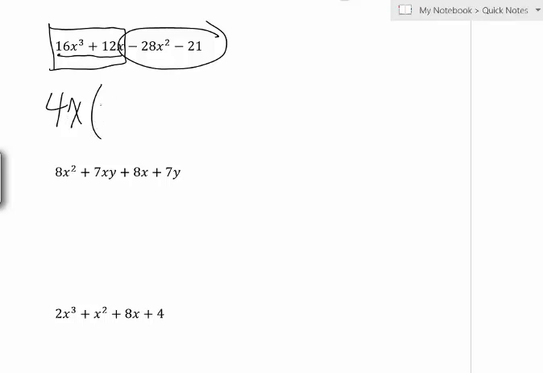4 goes into 16 4 times. I had an x to the third, I took one of them out, so I'm left with an x squared. 4 goes into 12 3 times. Okay. Now I'm going to look at these two terms over here.